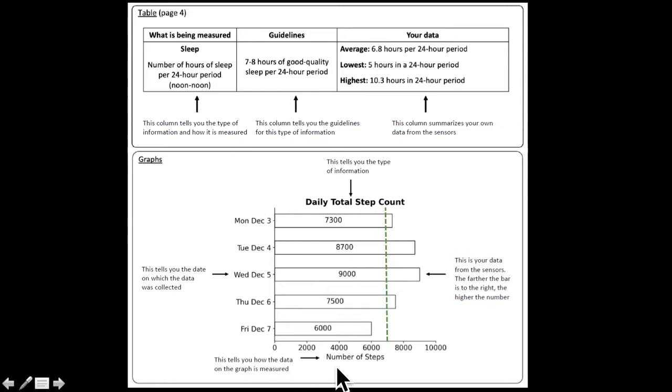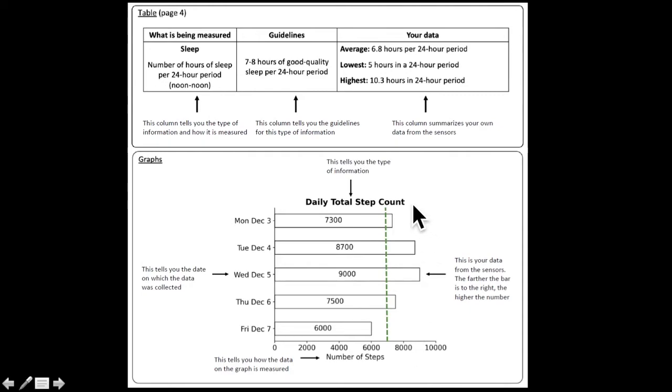On the bottom, the text tells you how the data on the graph is measured. The bars, and the numbers written within the bars, summarize your data from the sensors. The farther the bar is to the right, the higher the number. On some of the graphs, there may be a dashed line that shows the recommended value for the type of information that is being shown, as seen by the green line here. Where appropriate, there will be a sentence below the graph that will help you interpret the data.